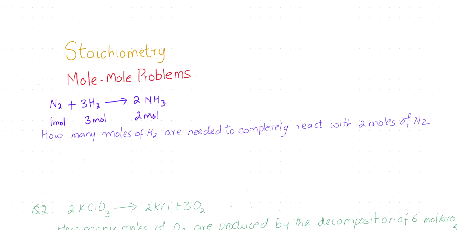In this video, we will calculate stoichiometric problems. These are mole-mole problems, so reactants are given in moles and the answer we also have to express in moles. First equation: nitrogen reacts with hydrogen and forms ammonia. This is a balanced equation. Here 1 mole of nitrogen combines with 3 moles of hydrogen and makes 2 moles of ammonia. Based on this mole ratio, we'll do the calculations.